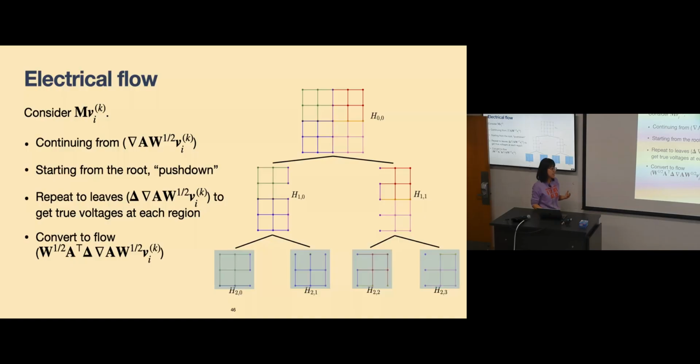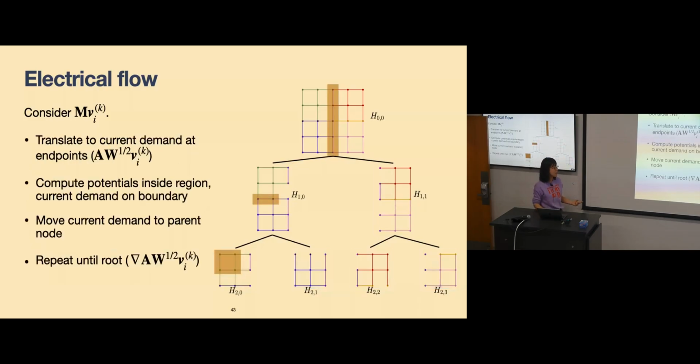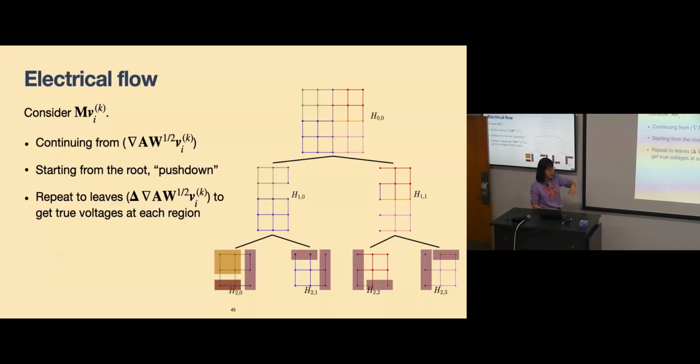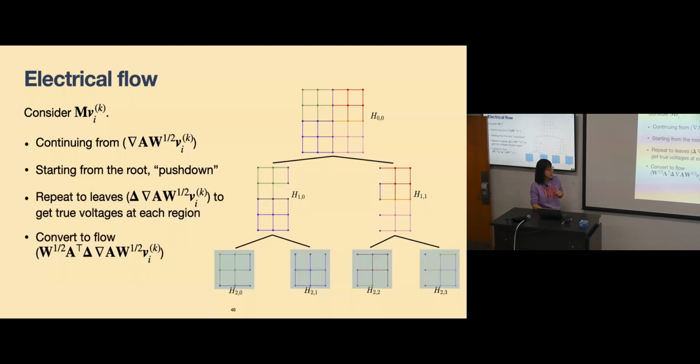And then with the voltages, we can convert to flow, which corresponds to multiplying by W half A transpose. And then we combine all the flows on each region together to get the overall flow, which is the answer to m times vi. Is it literally true that you're doing these computations independently for each entry i? No, and I'm going to get to that next slide. Right. So this is for one entry i. What we're doing is going up one path of the tree and coming down all the possible paths. I'll get to that in just a second.